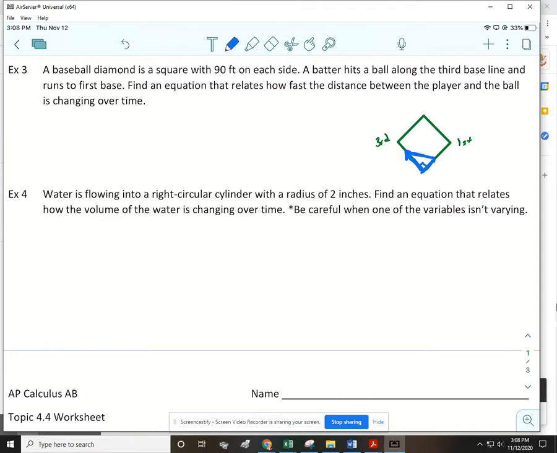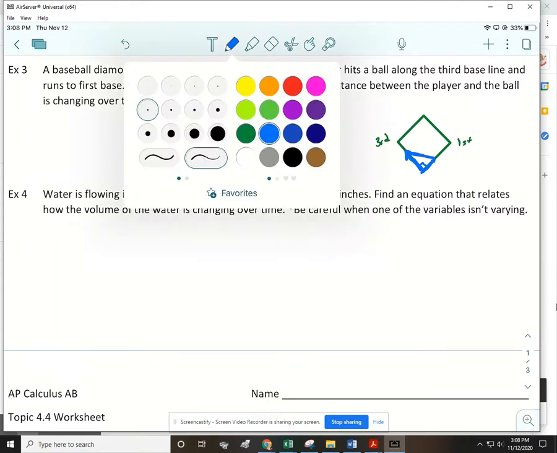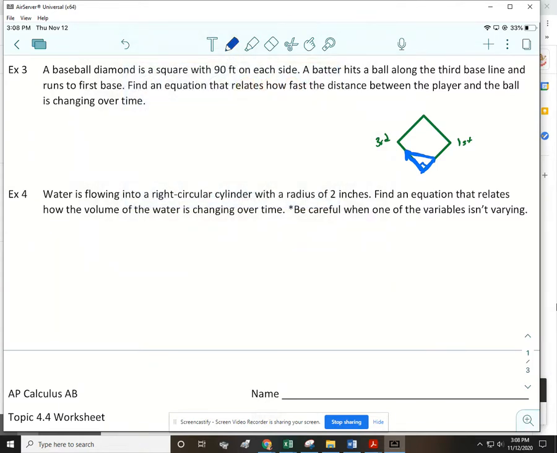All right, so that makes a right triangle. So we have a special formula that we learned back in geometry that most everybody remembers that relates the sides of a right triangle to each other, and that's the Pythagorean theorem.